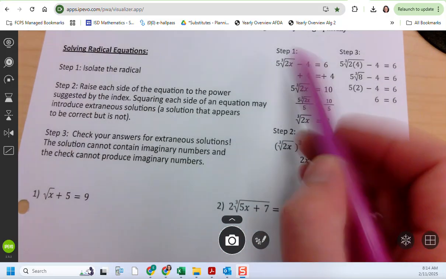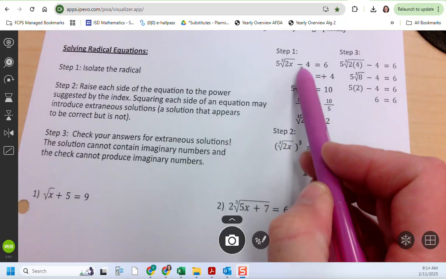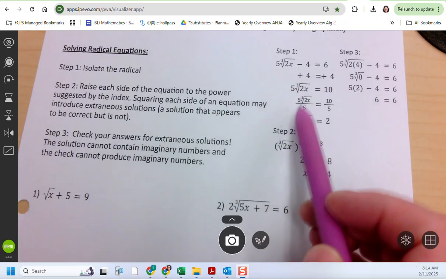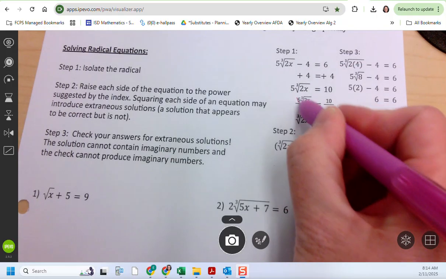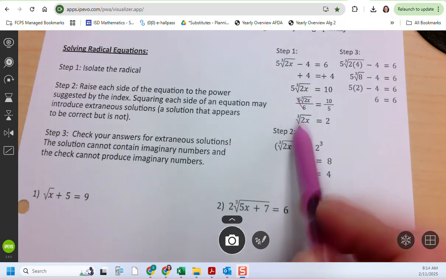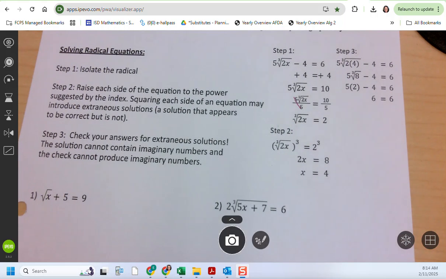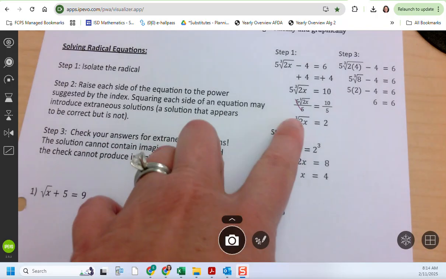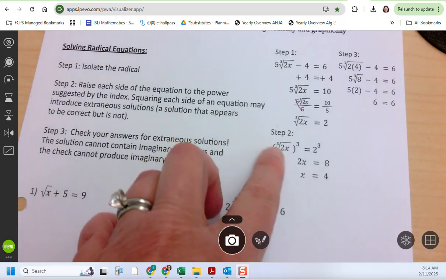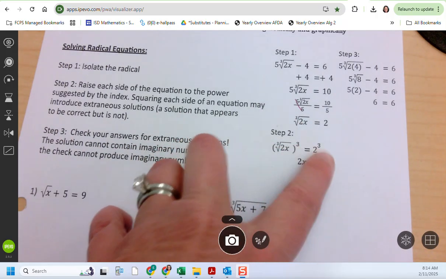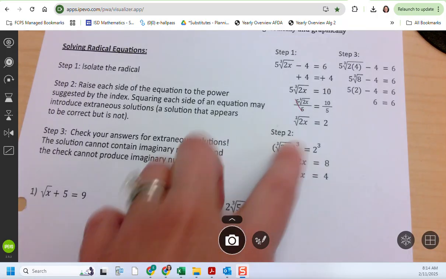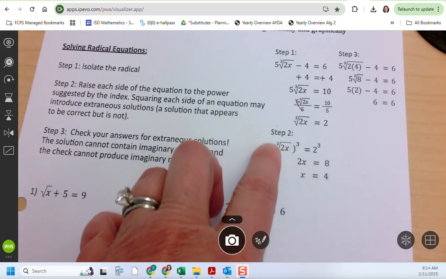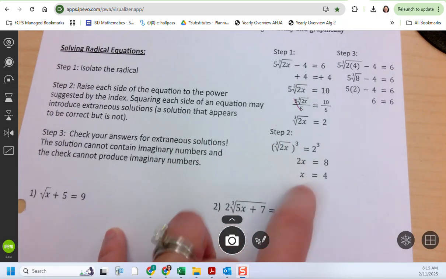So you're getting this part by itself, so I did that by adding 4 to both sides and then dividing both sides by 5. And the radical is by itself. So that's your first step. Then the inverse operation of cube root is to cube. So here's your cube root. You're going to cube both sides. And you'll notice that that cancels out your cube root. And you get 2x equals 8, and then you solve it.